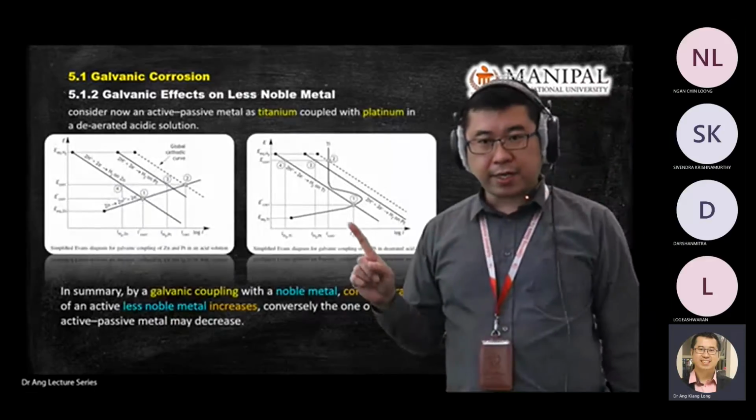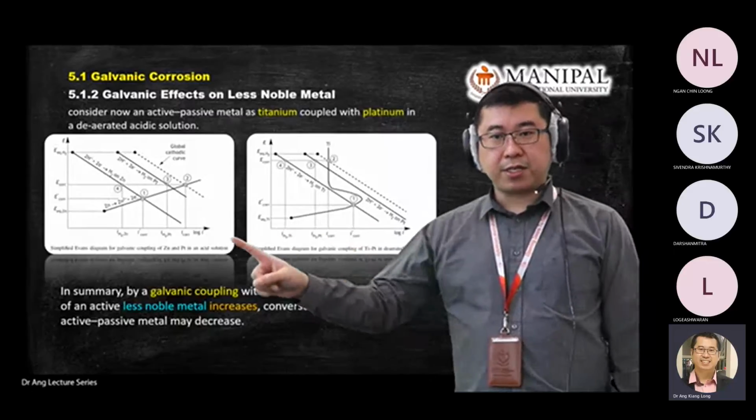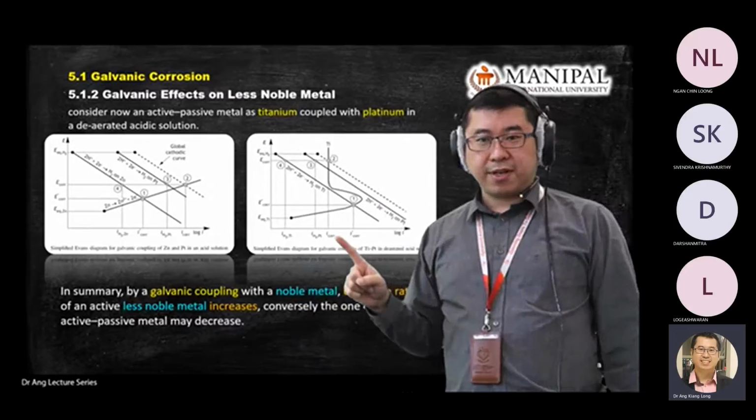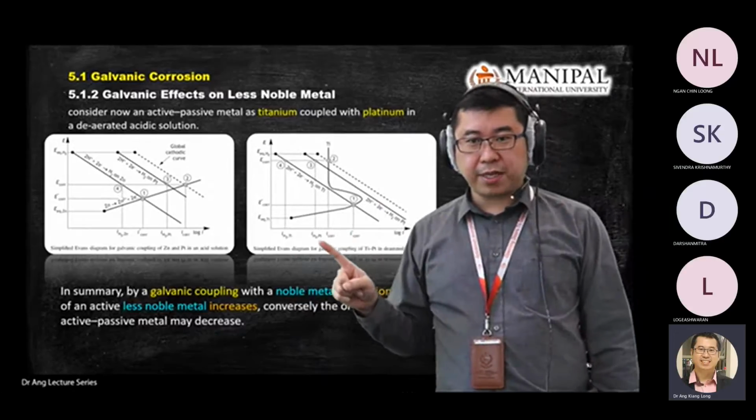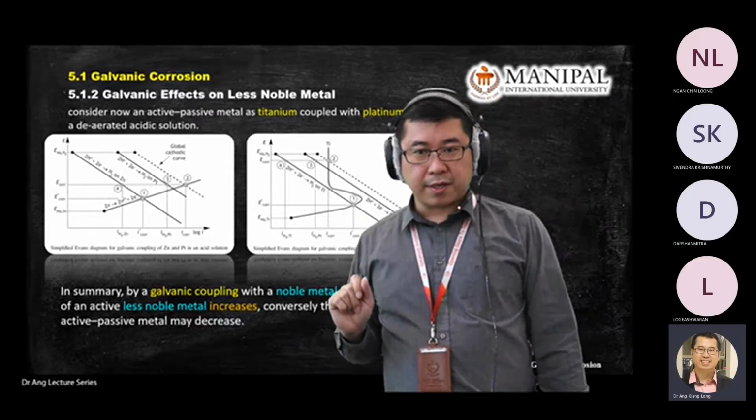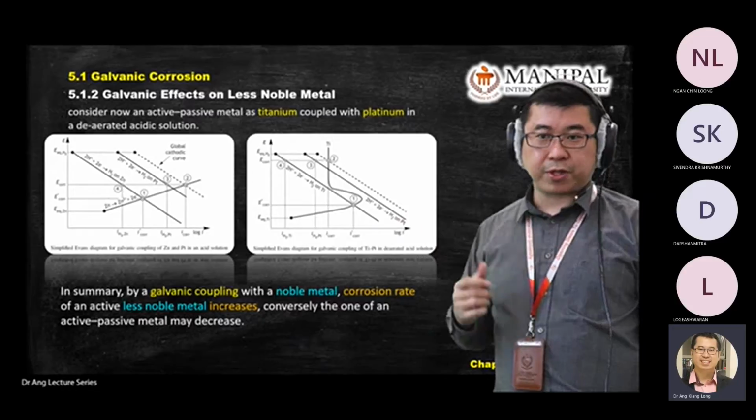Okay, so for this one, the titanium, you see there's a decrease. It means that, because it's a different metal, in this case you see titanium decrease. On the graph itself, it just tells you that you have protection happening.